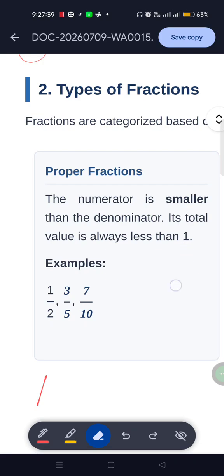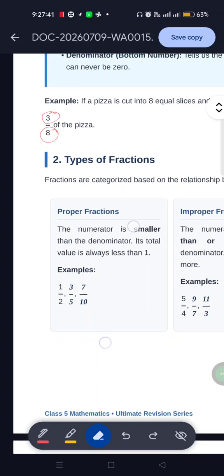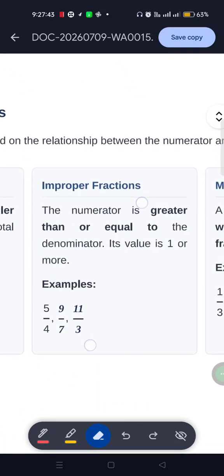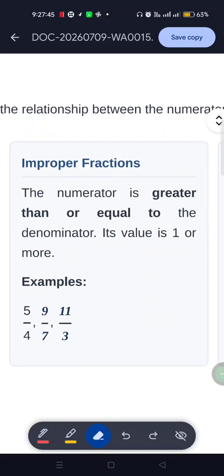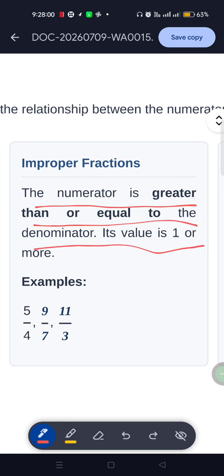Now we will take the next definition of a fraction. It is an improper fraction. What is an improper fraction? Listen carefully. First of all, its definition: the numerator is greater than or equal to the denominator, so its value is 1 or more.